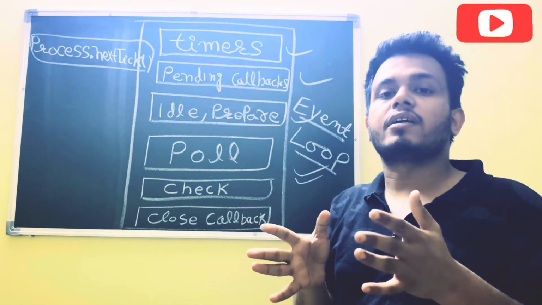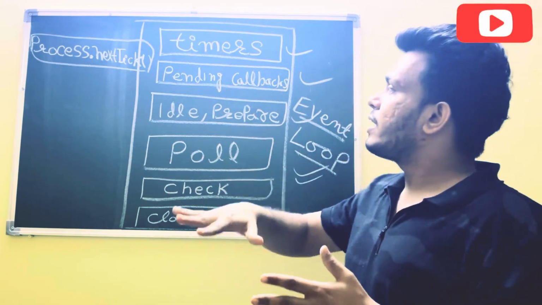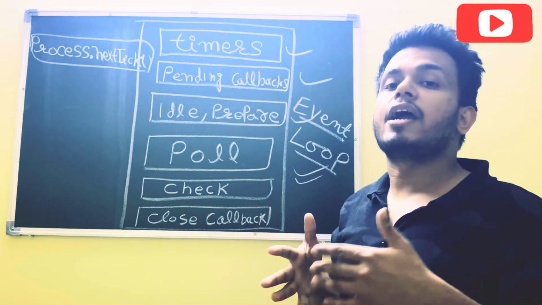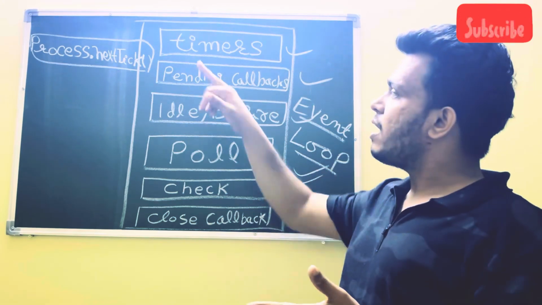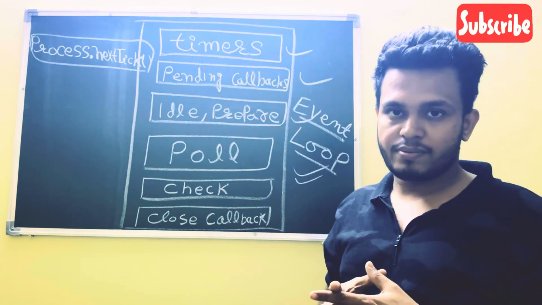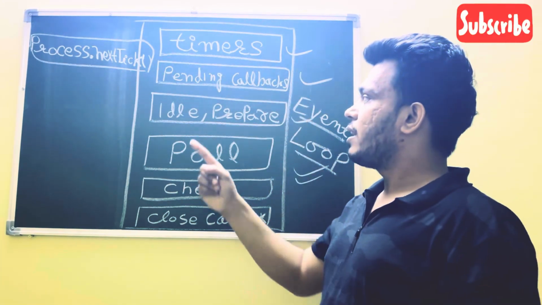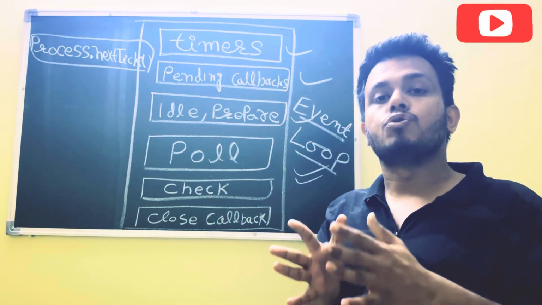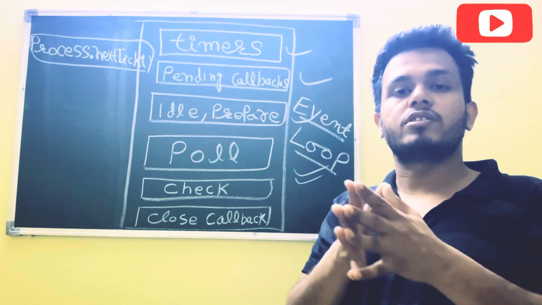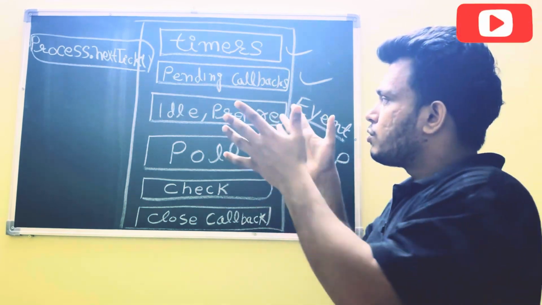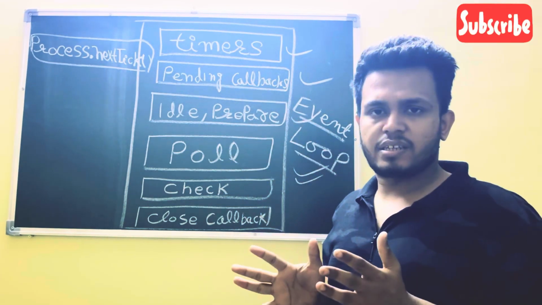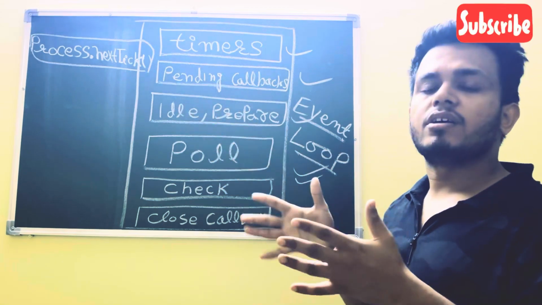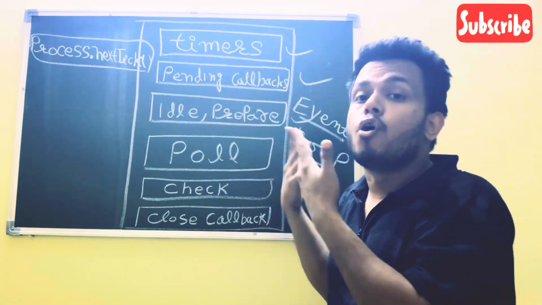Second, pending callbacks. It is used by the system. Some things like TCP errors are handled by pending callbacks. Understood? Third, idle or prepare. This phase is used by the system or the Node.js server, so it has nothing to do with us as developers. We don't need to know much about this.